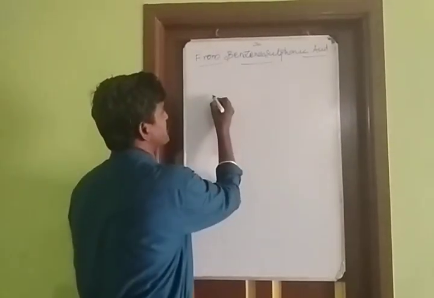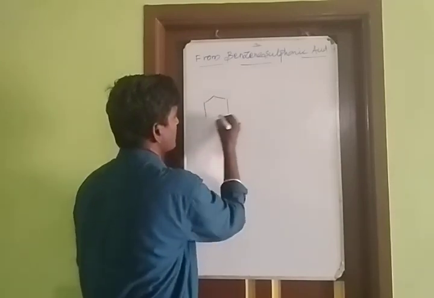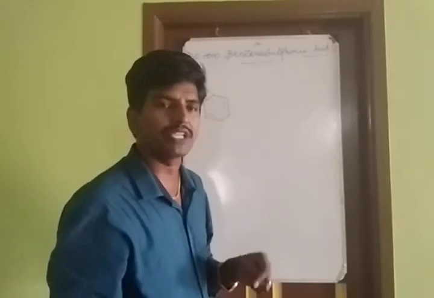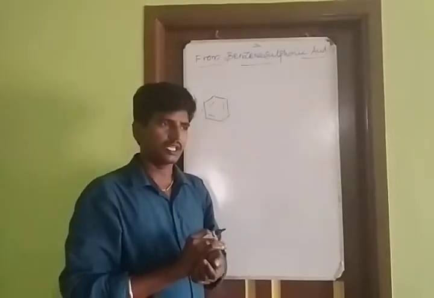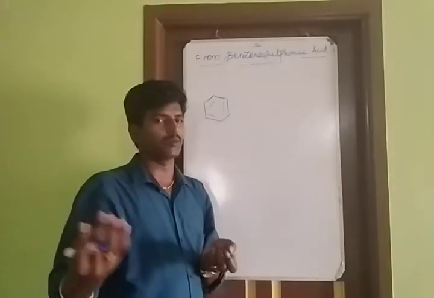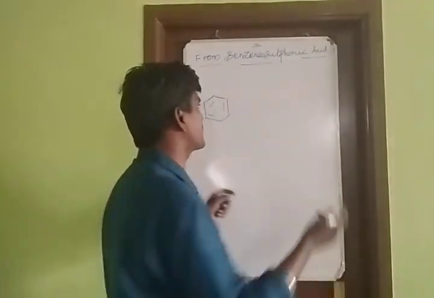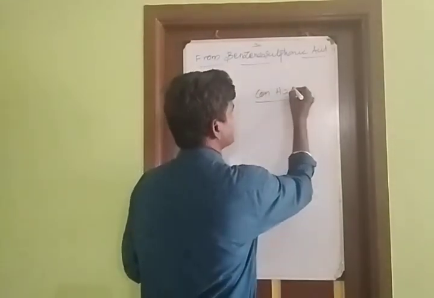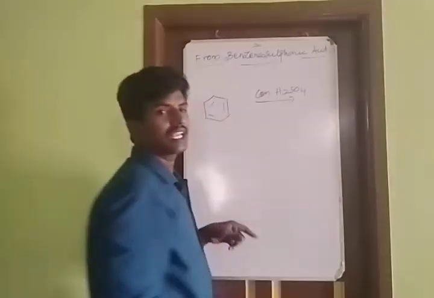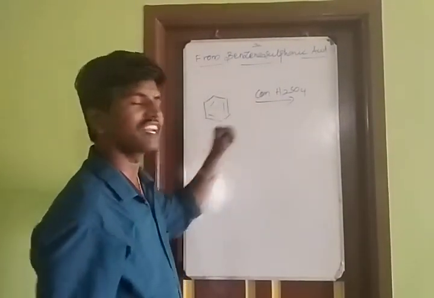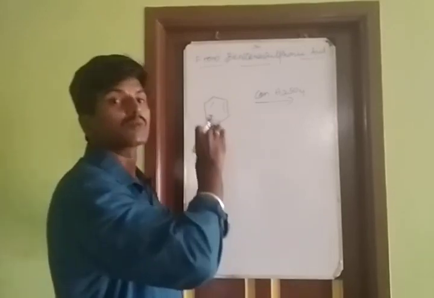I am going to take benzene. Then I am going to do sulfonation. If you want to do sulfonation, we have to add a sulfonating reagent. It may be concentrated nitric acid, sulfuric acid or oleum. You can add any one. Here I am going to add concentrated H2SO4, concentrated sulfuric acid. It gives the electrophile. This is an electrophilic substitution reaction. The sulfonation process is an electrophilic substitution reaction.